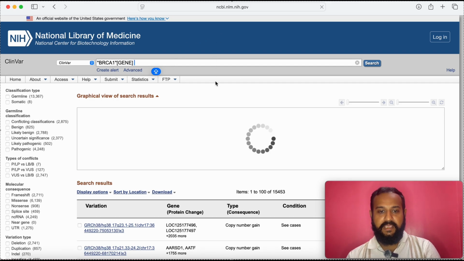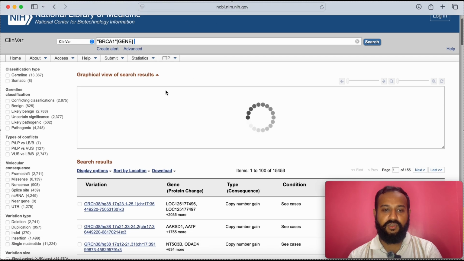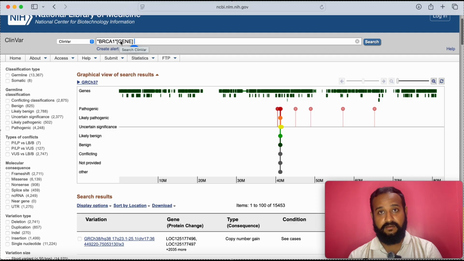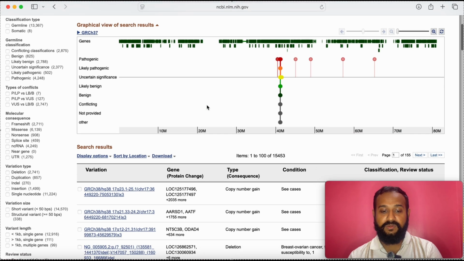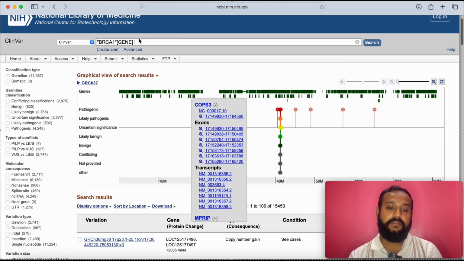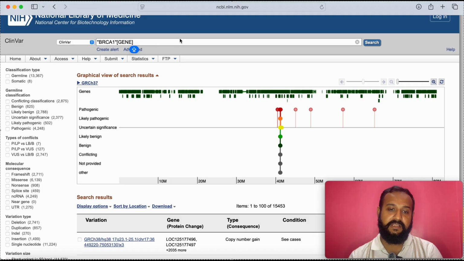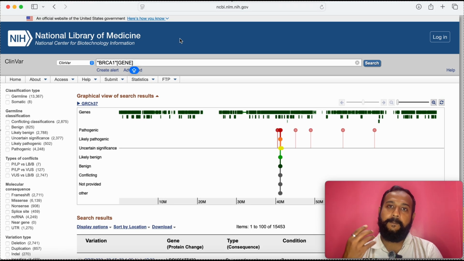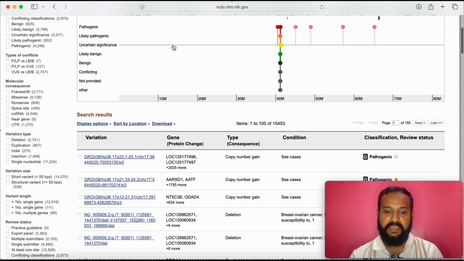Likewise here you can see the search term has come, so this is a gene. Basically you need to signify this, because the database would be taking into account whether this is a gene or a protein or a sequence, since ClinVar caters to everything. It has nucleic acid, it has amino acid, it has protein, and likewise.